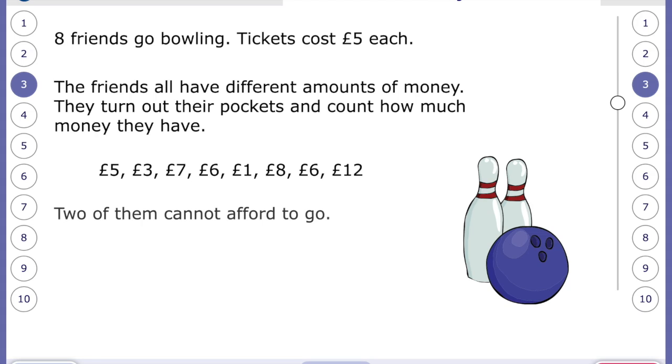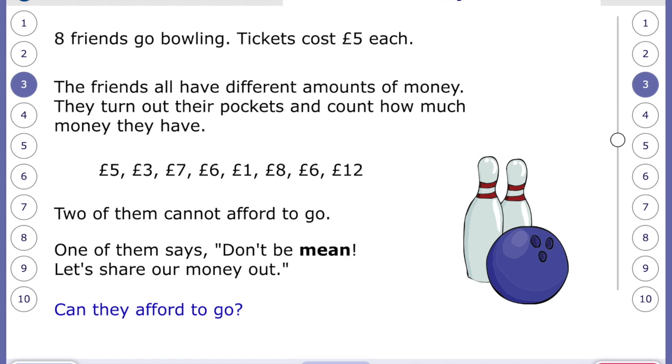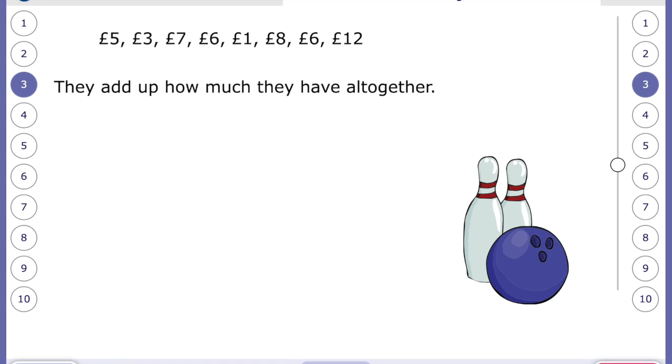Lucky them. Now, sadly, 2 of them can't afford to go because they didn't have enough money. So, what to do? One of them then says, "Don't be mean, let's share our money out." So, when they do that, can they all afford to go? Well, let's find out. We can use the mean or the average to help us.